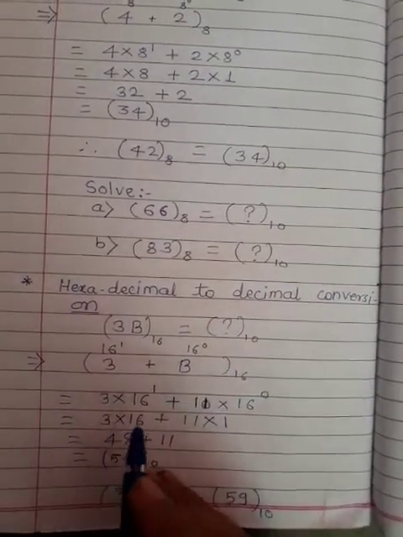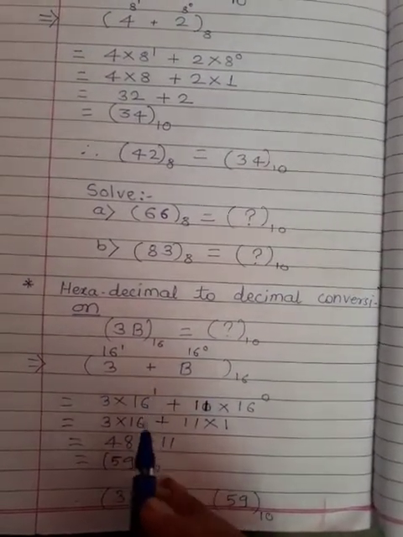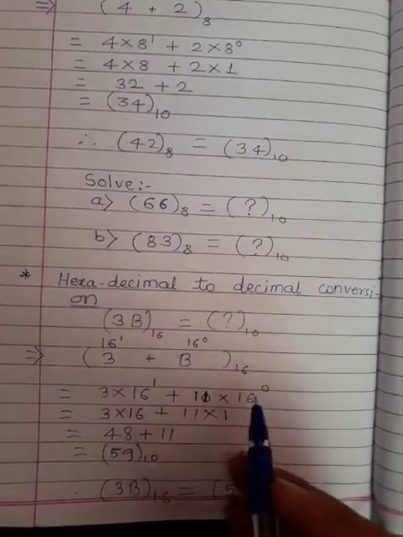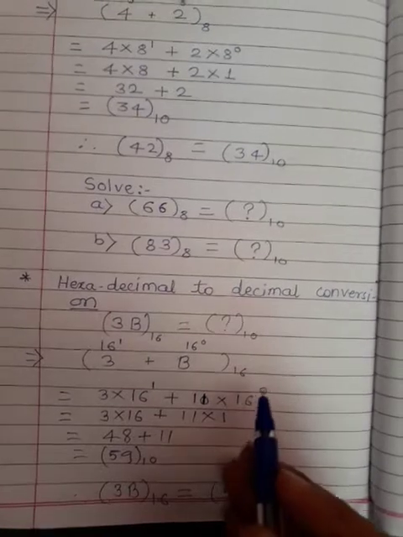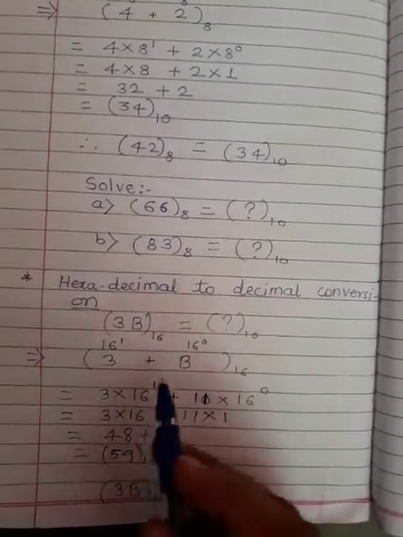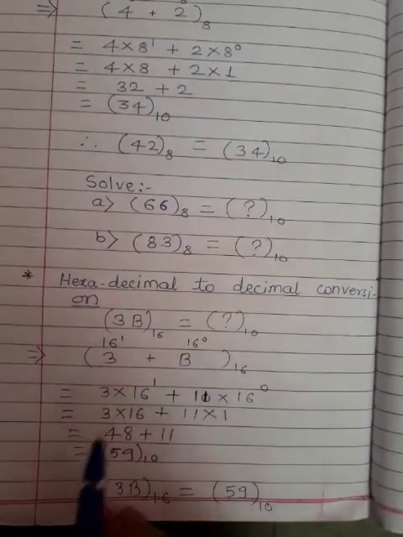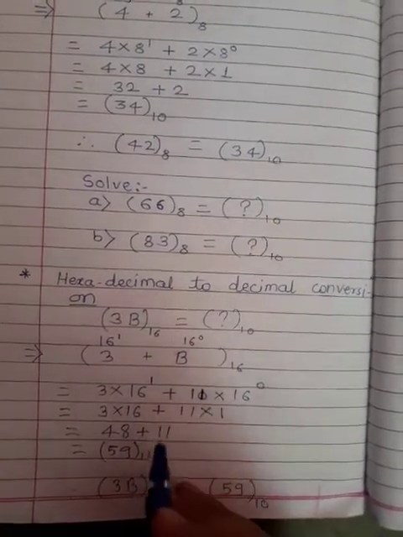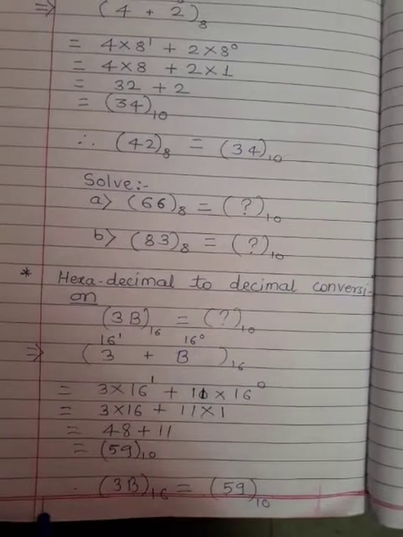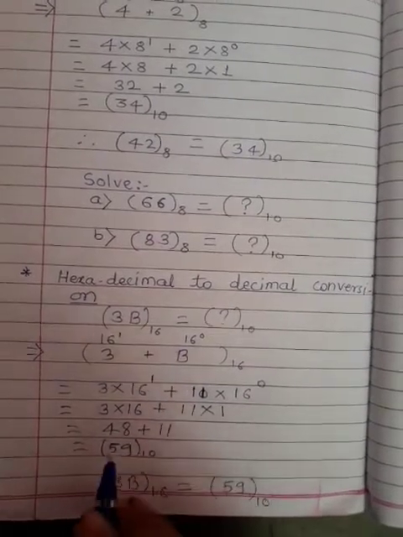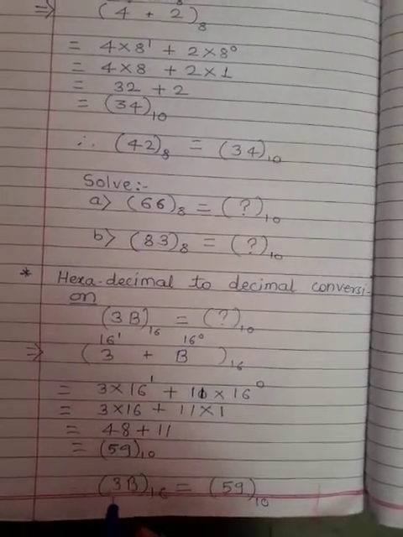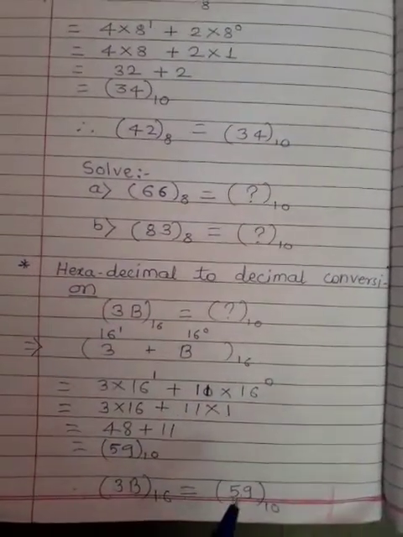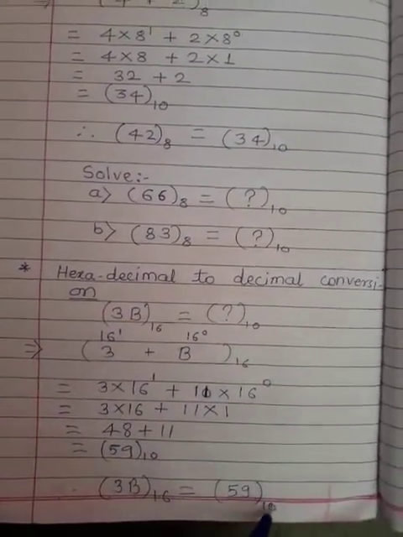3 multiplied by 16, because 16 power 1 is 16, plus 11 multiplied by 16 power 0 is 1. Anything power 0 is 1. Anything power 1 is that number itself. So 16 3s are 48 plus 11 1s are 11, and 48 plus 11 is 59. Therefore 3b of hexadecimal is equivalent to 59 of decimal.